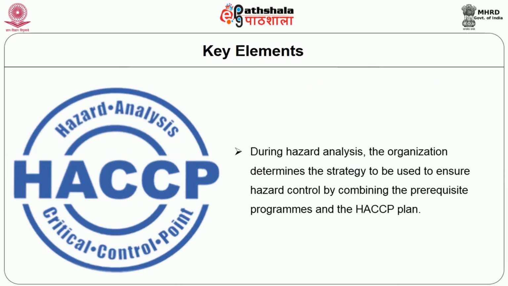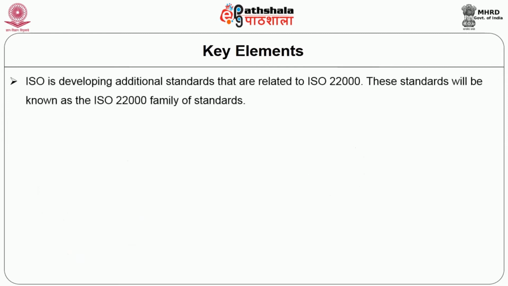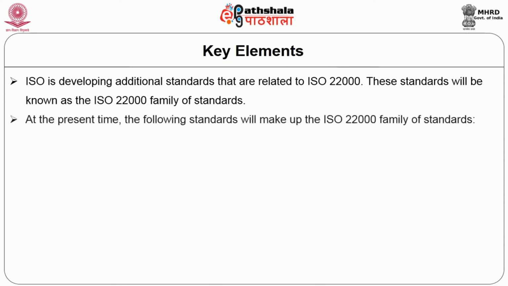During hazard analysis, the organization determines the strategy to be used to ensure hazard control by combining the prerequisite programs and the HACCP plan. ISO is developing additional standards that are related to ISO 22000. These standards will be known as the ISO 22000 family of standards. At the present time, the following standards make up the ISO 22000 family of standards.